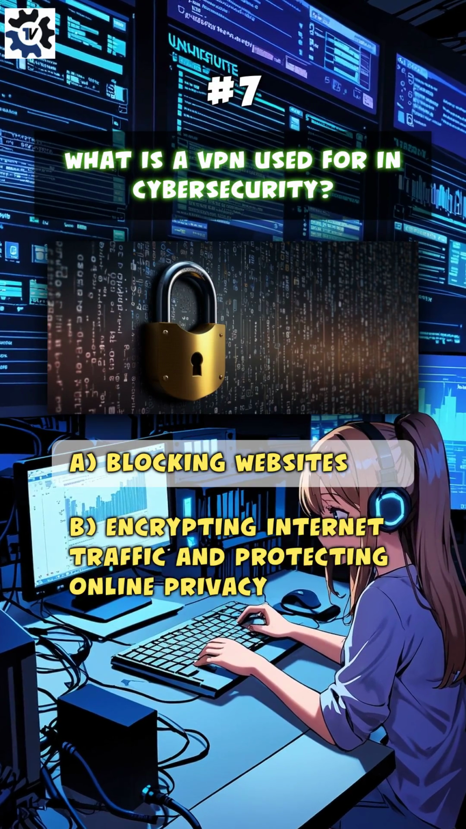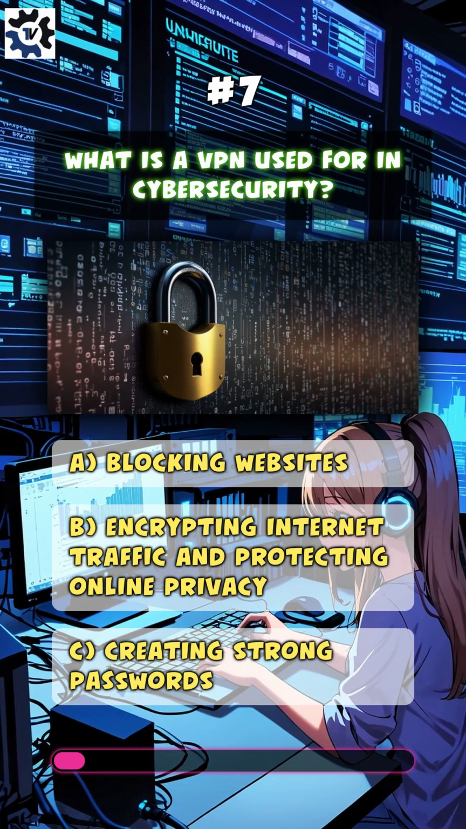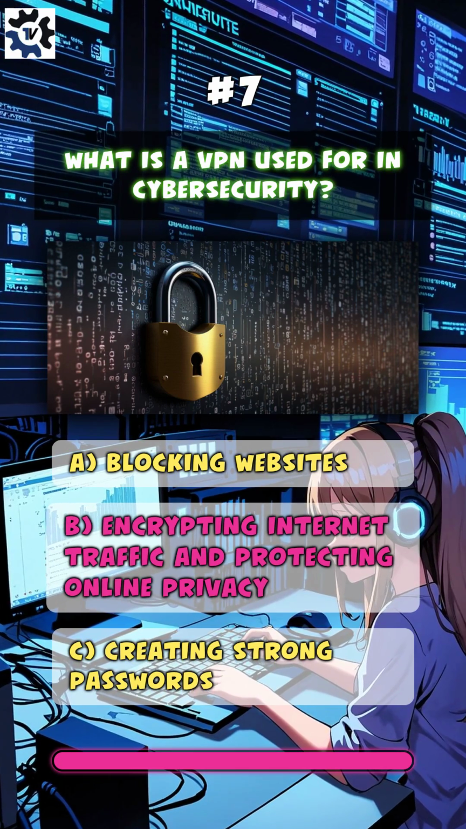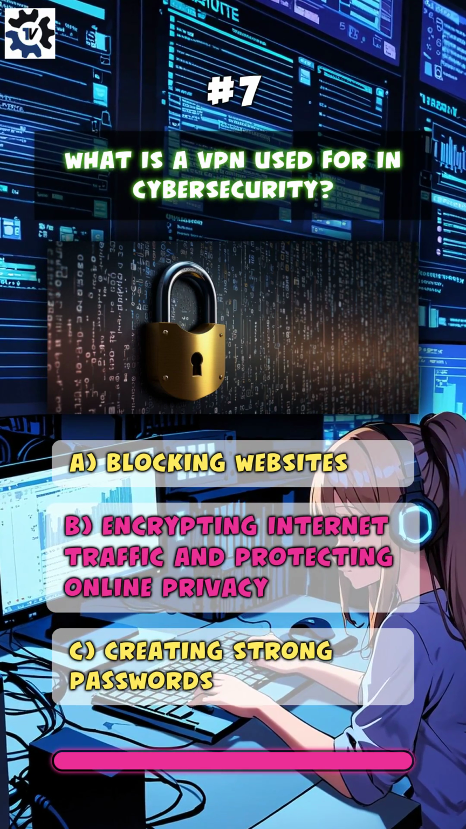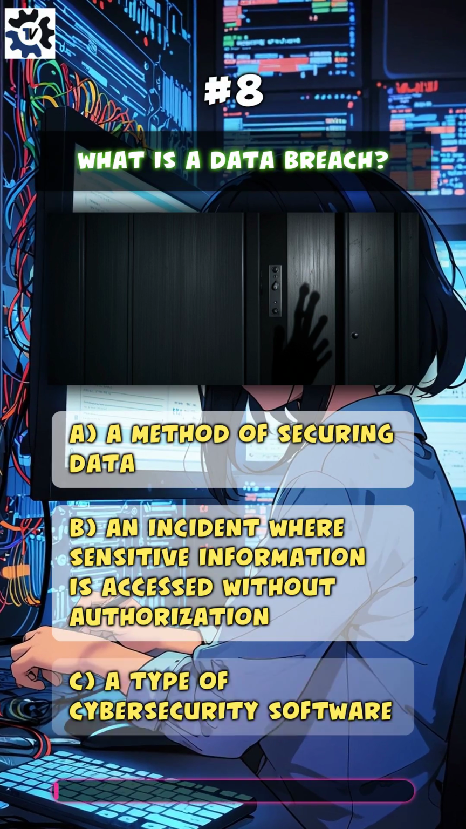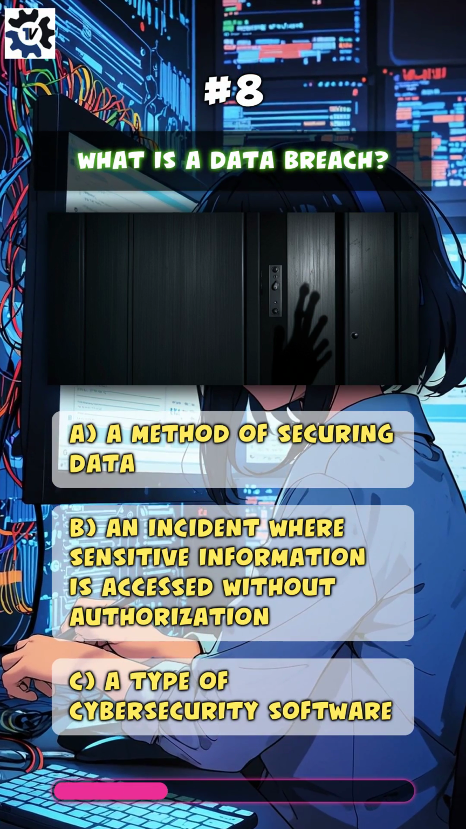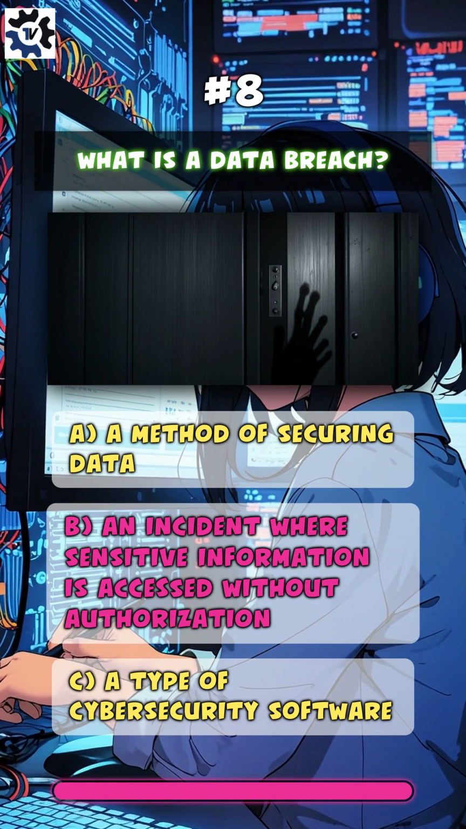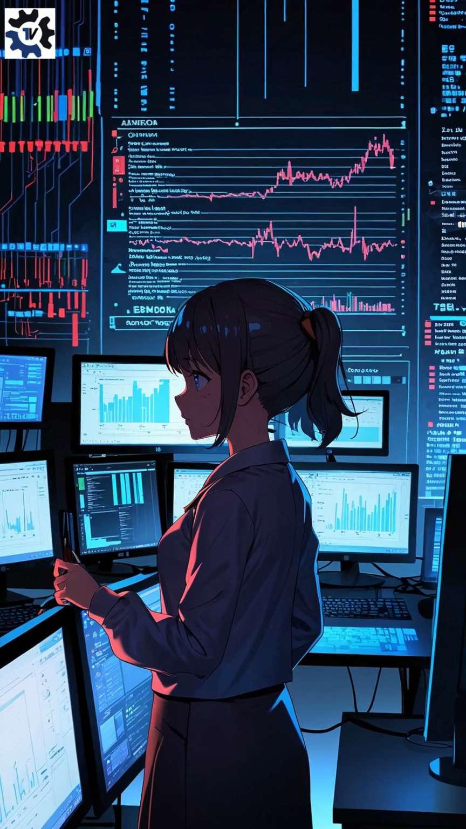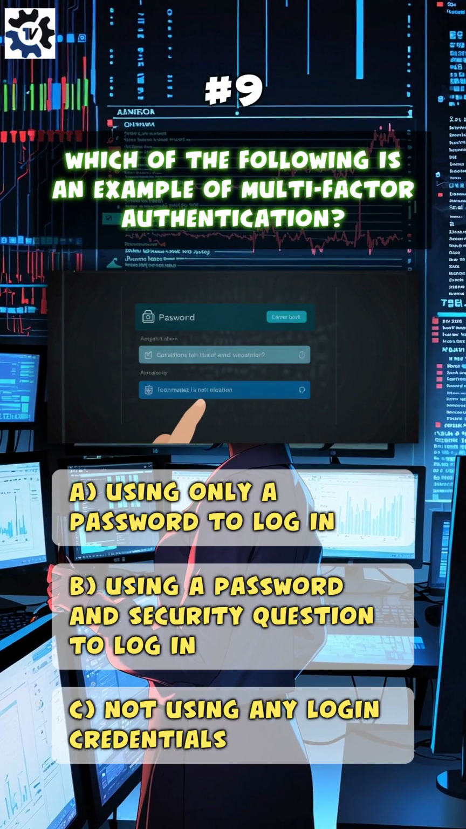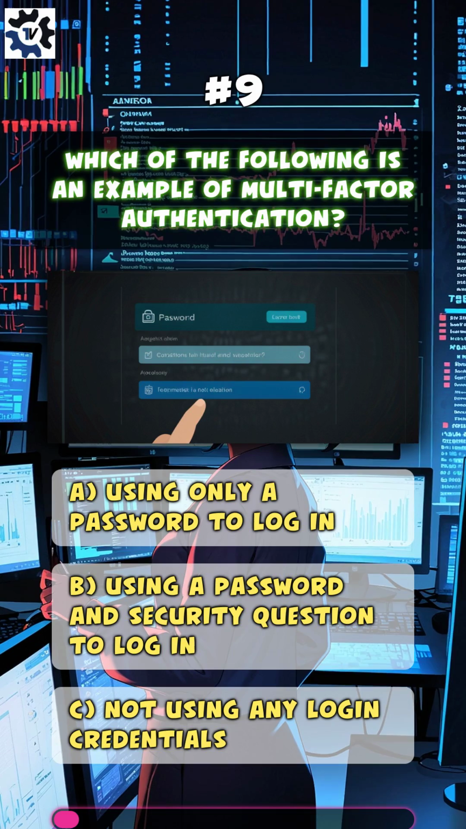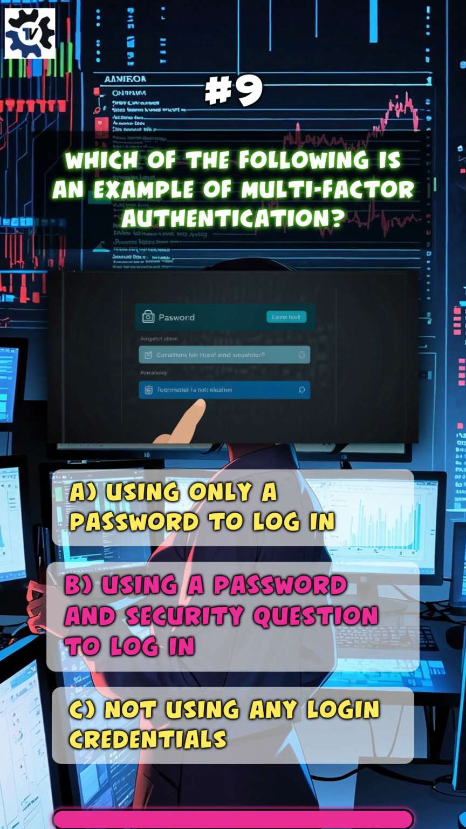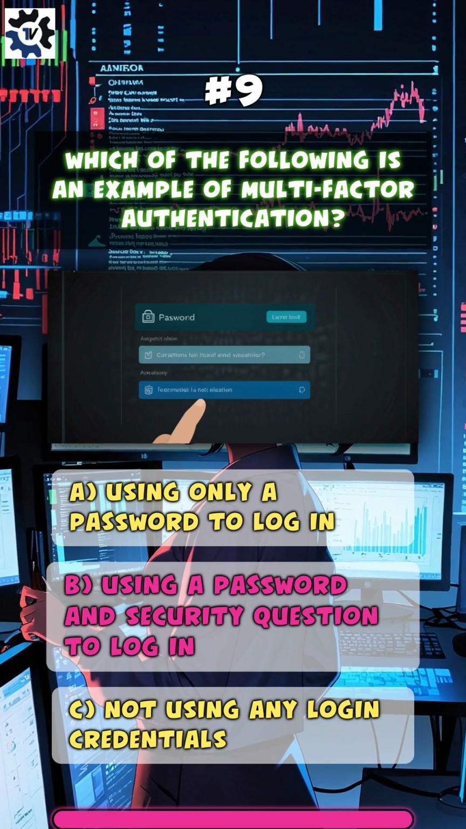What is a VPN used for in cybersecurity? B. Encrypting internet traffic and protecting online privacy. What is a data breach? B. An incident where sensitive information is accessed without authorization. Which of the following is an example of multi-factor authentication? B. Using a password and security question to log in.